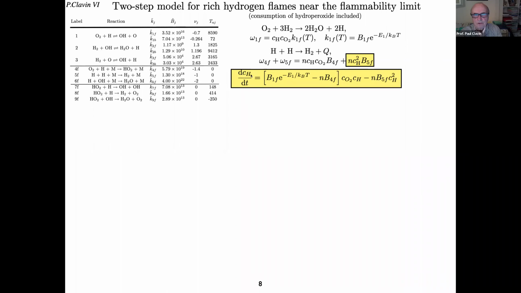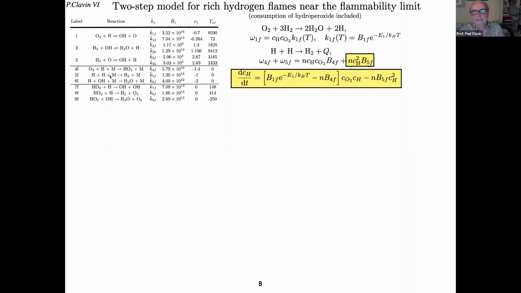you have the time derivative of the mass fraction of H, which is proportional to the concentration of H, with also the concentration of O2, because O2 is here and also here. But with this difference, which is the difference of rate between 1 and 4F. But now, because you include the last reaction, 5, you have an additional consumption rate coming from 5F.